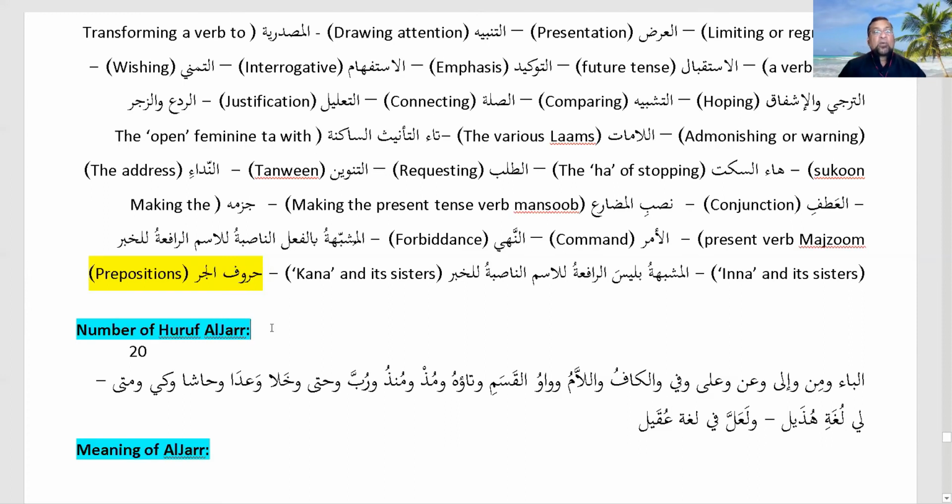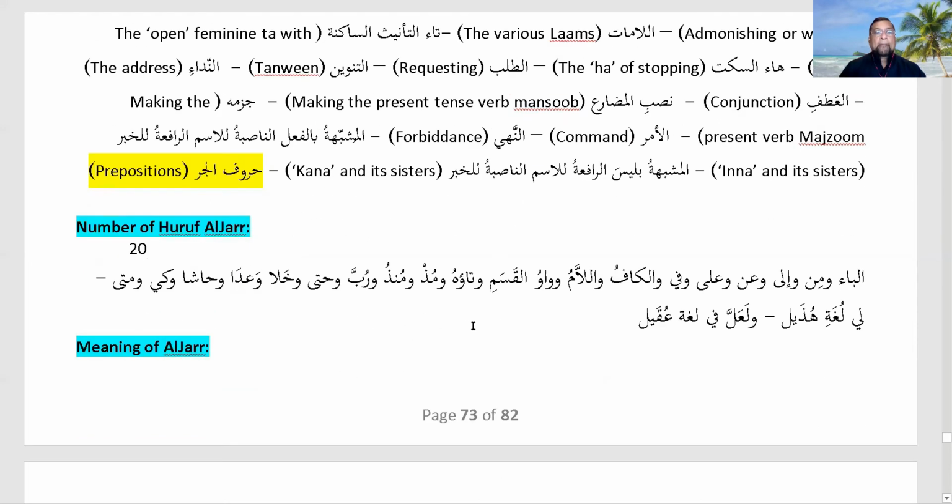So the number of Huruf AlJarr are 20 of them, according to most of the linguists or grammarians. I will just list these Huruf AlJarr, all 20 of them, without any examples or explanation. And then I will give you some more explanation on some of them, inshallah.